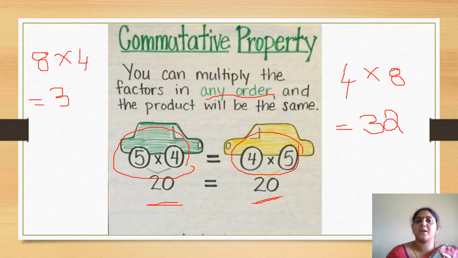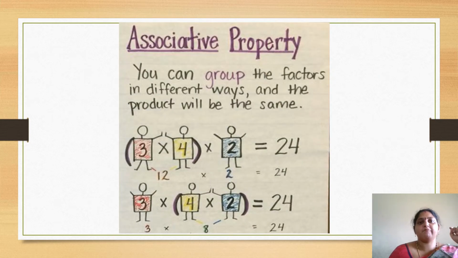In these cases we can learn our tables very easily. 4 8s are 32, 8 4s are 32. Commutative property means we can change the order of the digits but the product will remain the same. We will see one more property, that is associative property. What is meant by associative property? You can group the factors in different ways and the product will remain the same.